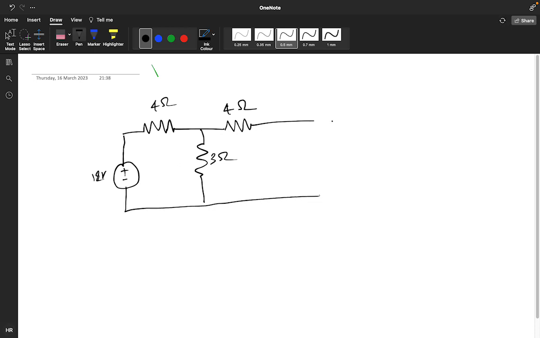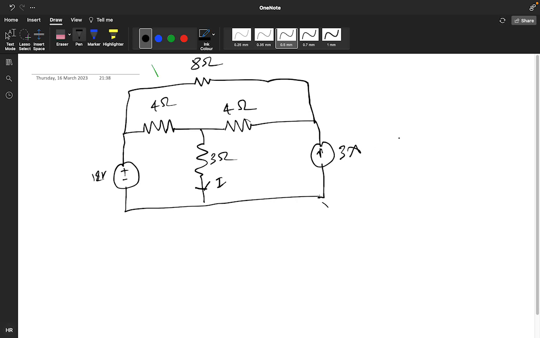It's 12. Okay. And this is your 3 ampere. And this is your 8 ohm. Find the value of the current I. You need to find the value of your current I using the superposition theorem. Now, how many independent sources are there?